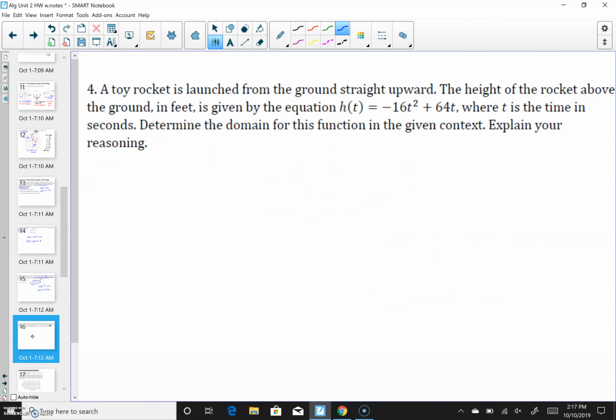Number 4. A toy rocket is launched from the ground straight upward. The height of the rocket above the ground in feet is given by the equation h of t equals negative 16t squared plus 64t, where t is the time in seconds. Determine the domain for this function in the given context. Explain. So domain, we're talking about our t, and t is the time in seconds.